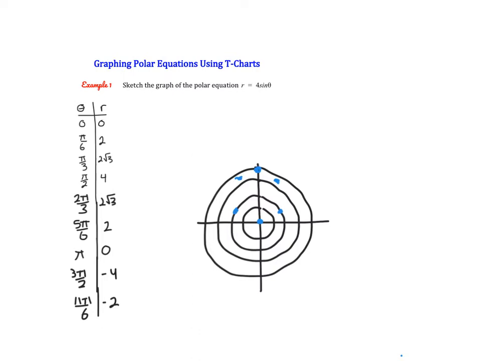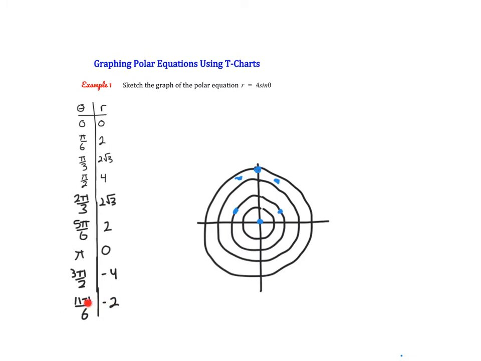Now let's talk about these two, because we have that -r value. I want to remind you that with polar coordinates, a -r value does not mean to the left or down always. What it does mean is the opposite direction. So 3 pi over 2 is right here. But I'm not moving 4 in this direction. I'm actually going to move 4 in the opposite direction. So that actually brings us back to this point, which we've already plotted, which is pi over 2, positive 4.